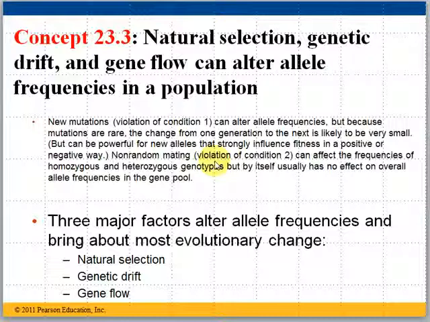Then we can also talk about non-random mating, which is a violation of condition 2 of Hardy-Weinberg. Non-random mating can also affect the frequency of alleles, particularly the frequency of homozygous and heterozygous genotypes, but by itself, non-random mating is not really a major mover in having a huge effect on the overall allele frequency in the gene pool. It may affect how many homozygous dominants and how many heterozygous and that type of thing, but remember, we're throwing all the alleles into one bucket, and it really doesn't do much to change the allele frequency within that entire bucket. So we're going to look at the ones that really do have a major impact, and that would be these three: natural selection, genetic drift, and gene flow.